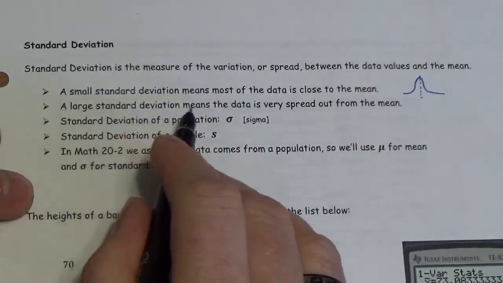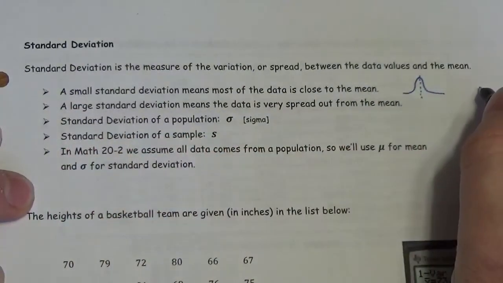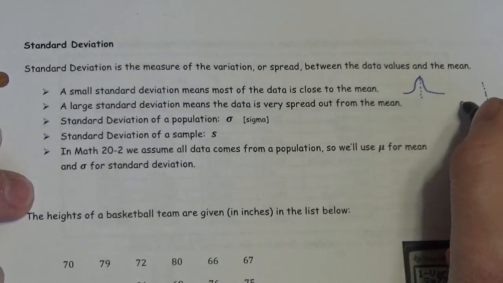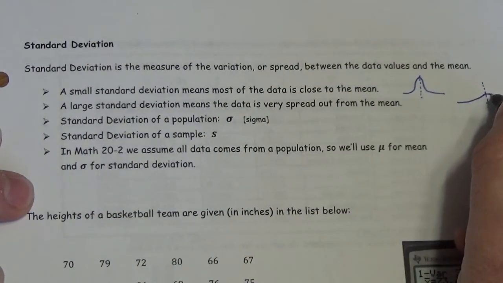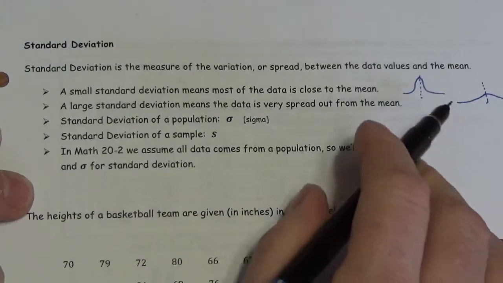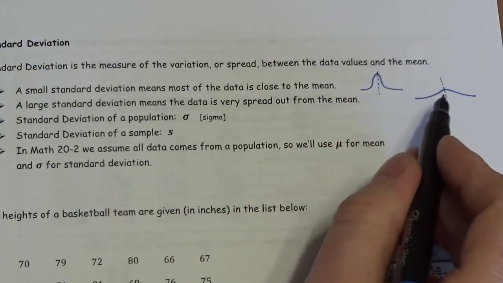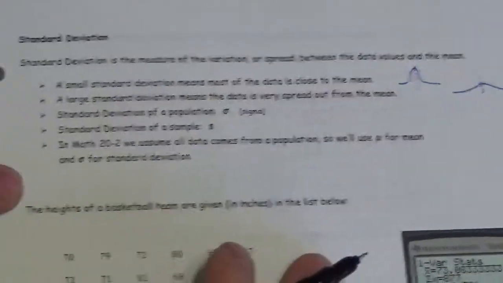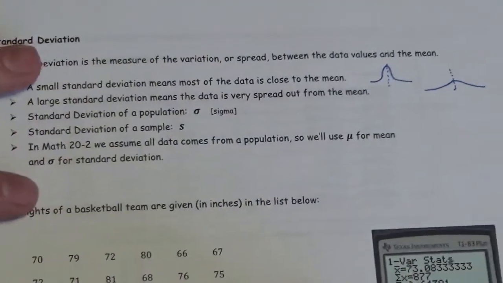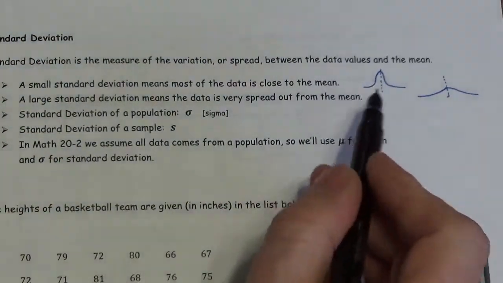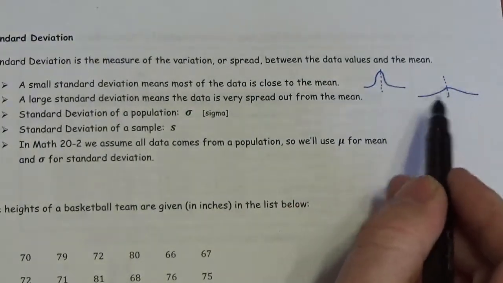A large standard deviation means the data is spread out from the mean. So if here's the mean, the data looks more like this, right? Whoops, sorry, you can't see that really. It's a little bit more spread out. We're not seeing that same peak at the center there. That's basically it. So small standard deviation looks like this, large standard deviation looks like this.